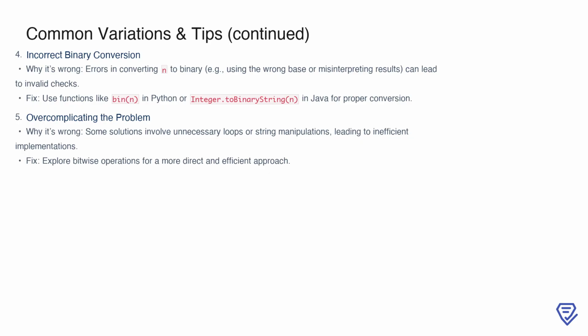Additionally, overcomplicating the problem can lead to inefficiencies. Some solutions involve unnecessary loops or string manipulations that increase the time complexity. Instead, consider using bitwise operations, which are not only more direct but also significantly faster. These operations allow you to work with the binary representation of n efficiently without converting it to a string.